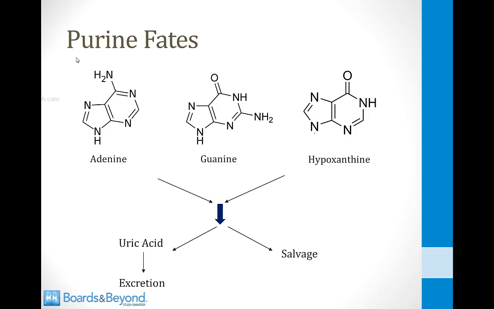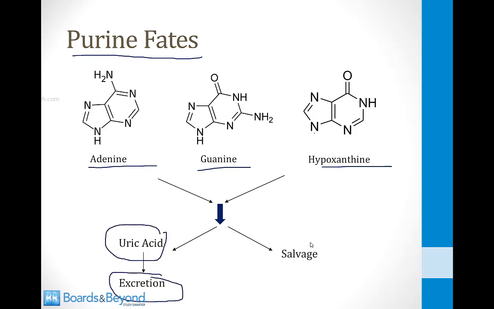So nucleotides do not last forever. They will break down inside of cells, and free-floating purine bases will be found inside of cells. So let's talk about the potential fates of those free-floating purine bases. So the 3 purine bases, recall, are adenine, guanine, and hypoxanthine, and they can either be converted to uric acid, which can then be excreted by the kidneys, or they can be remade into nucleotides, and that is called purine salvage.